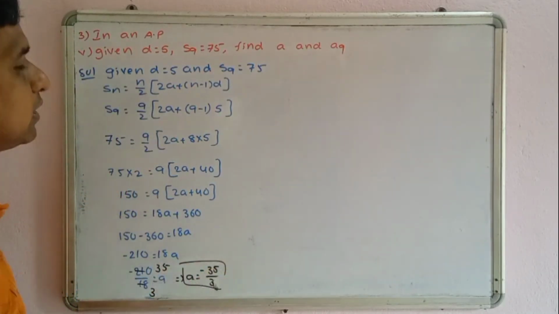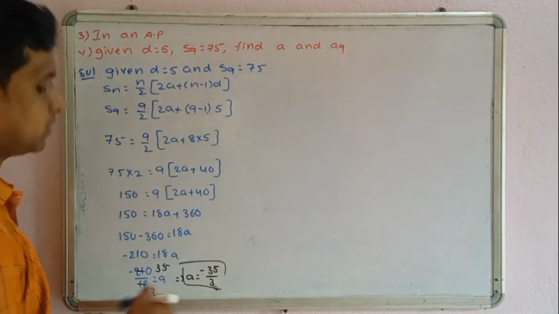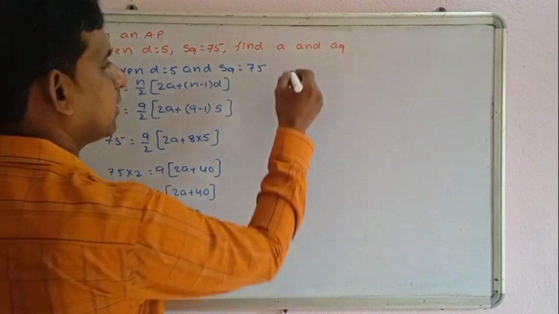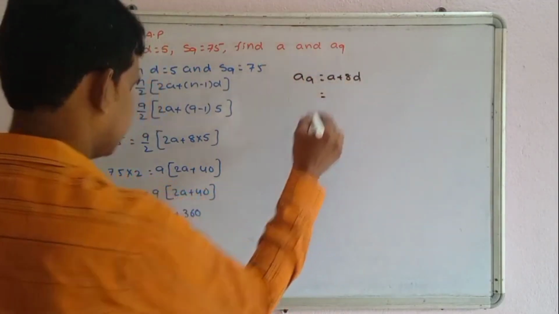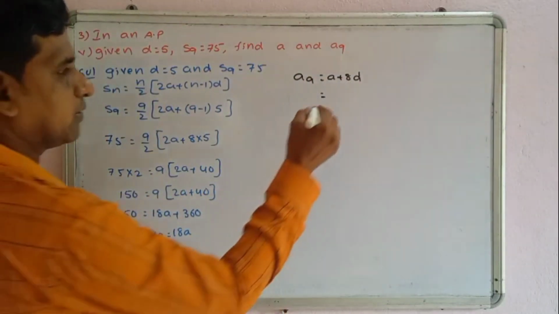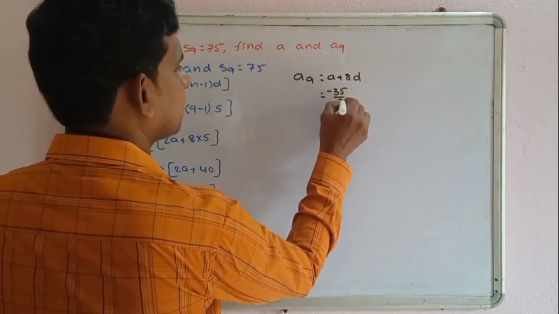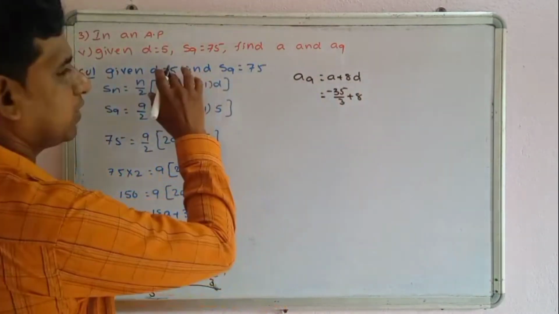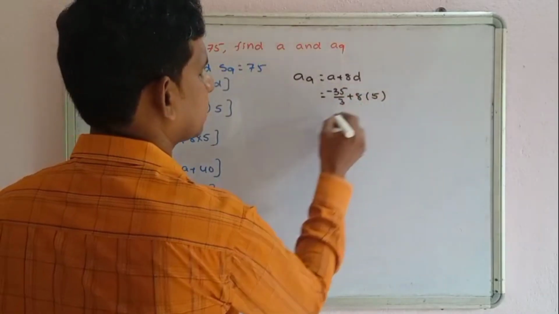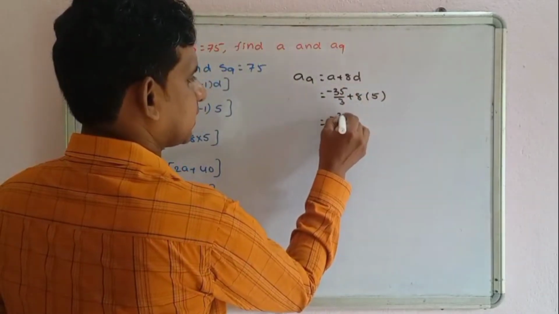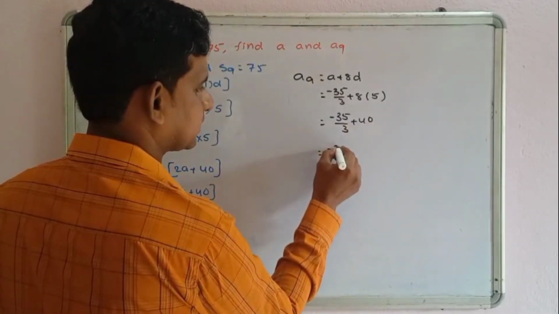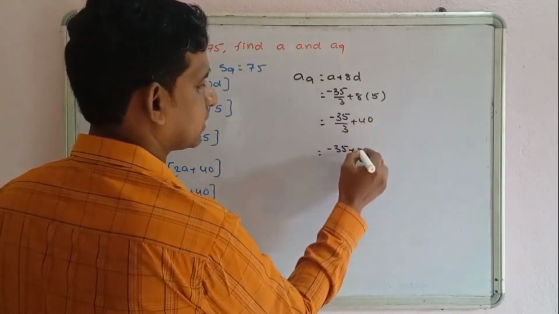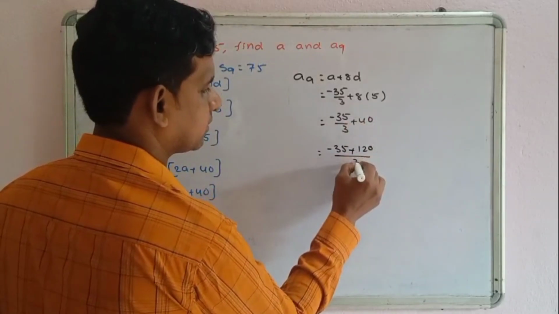So now I want a9. a9 value how much? a9 equals to, what is the formula? a9 equals to a plus 8d. So here a value minus 35 by 3 plus 8d, value 5. So minus 35 by 3 plus 8 5s are 40. So minus 35 plus 3 40s are 120 by 3.